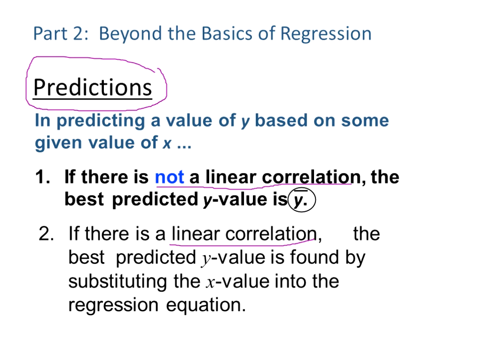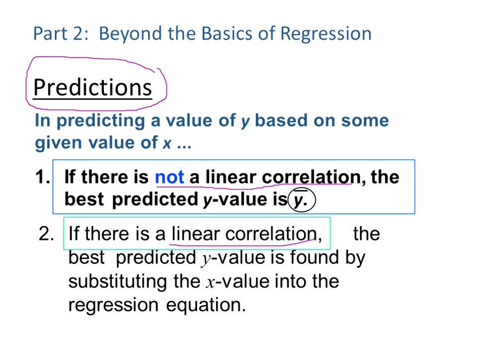So if there's a linear correlation, the best predicted y value is found by substituting the x value into the regression equation. That's what this says. But that's only the case if there's a linear correlation. Now, I believe for our data, there was not a linear correlation. That's the one we've been working with, right? For our data, I believe there was not a significant linear correlation.